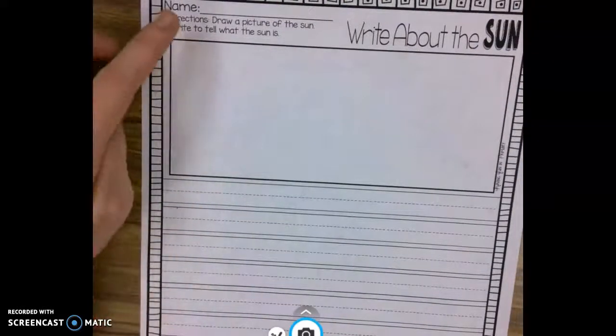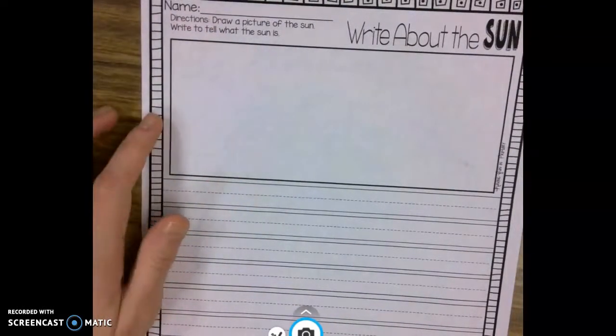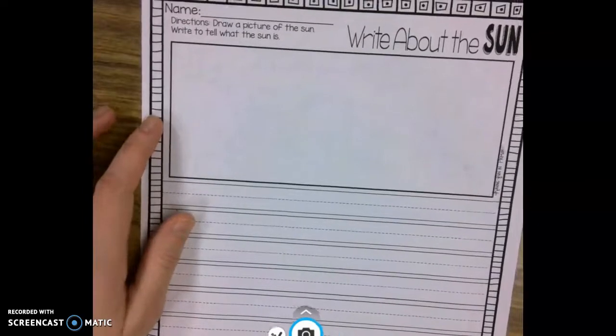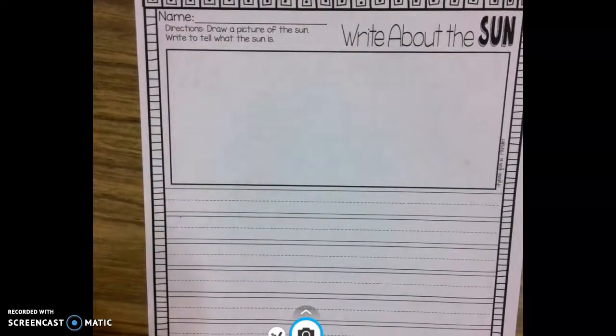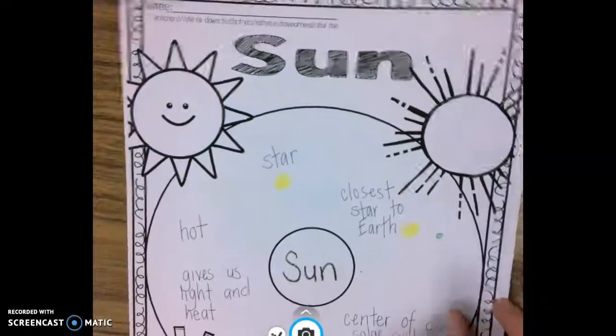Okay, this says directions. Draw a picture of the sun. Write to tell what the sun is. Okay, so we've really been working on informative writing. So I would love for you to get out your pencil, not your crayon yet. I'm going to use a marker so that you can see it. I don't think I have black anymore, so I'll use brown. And we're going to write 3 sentences that are facts about the sun. Now remember, facts are always true. So if you need to remember some facts, you can turn your paper over.